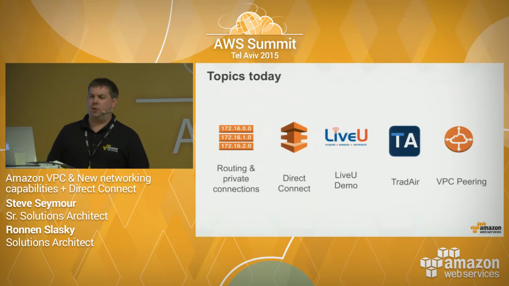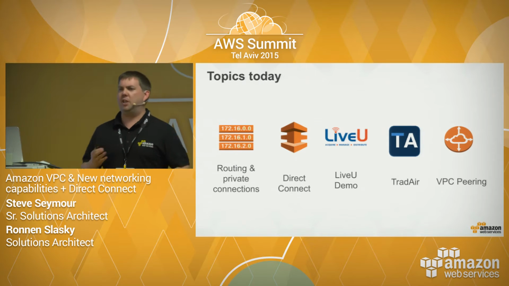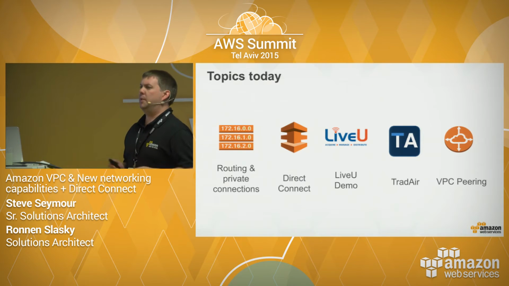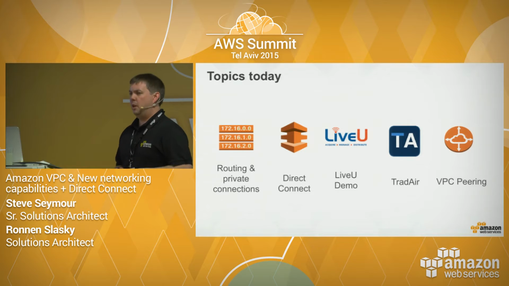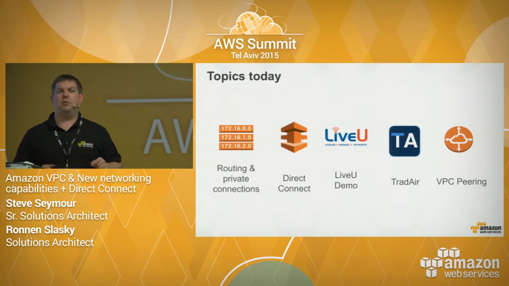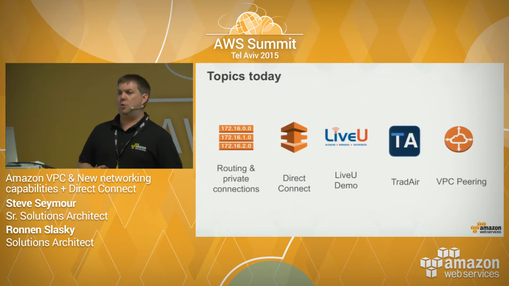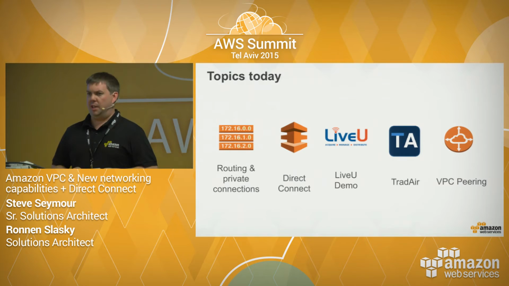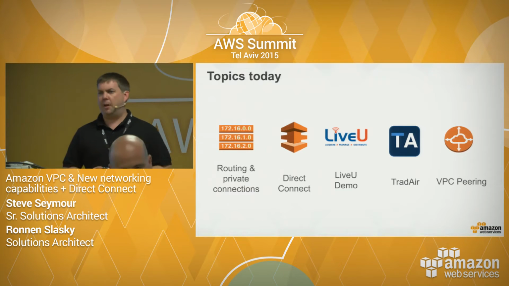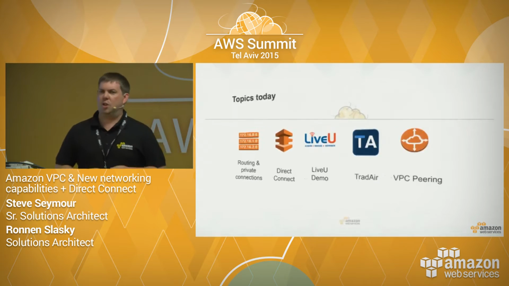So the topics we're going to be covering today. First of all, we're going to be talking about routing and remote access. How do we get traffic in and out of a VPC? How do we build that VPC in the first place? We're then going to talk about Direct Connect, and in particular what we're doing with Direct Connect here at this summit. We then have a demo from one of our customers, LiveView, and then TradeAir are going to talk to you about their use of the platform. And then finally, Ronan is going to speak to you about VPC Peering, one of our other services. Okay, so let's dive straight in.